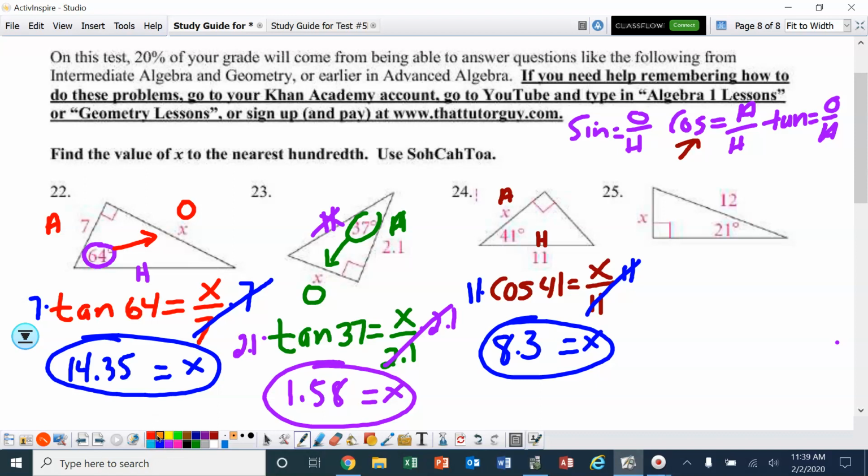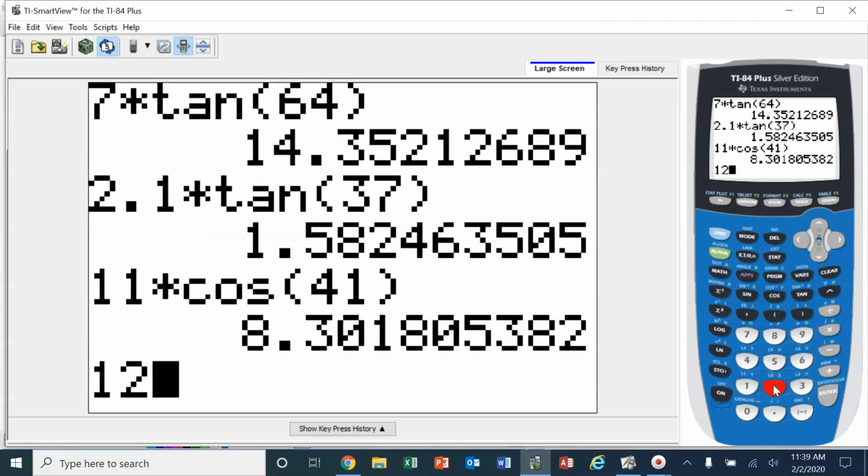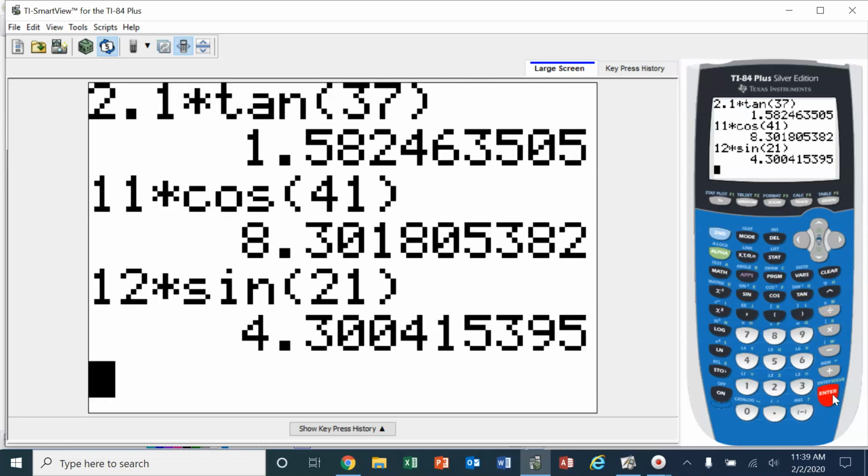In this one, we notice we've got the hypotenuse, but then we've got the side that is opposite, so that would be sine. So we say sine of 21 degrees equals x over 12. To get x by itself, we're going to multiply by 12. So 12 times sine of 21 degrees, 4.3.